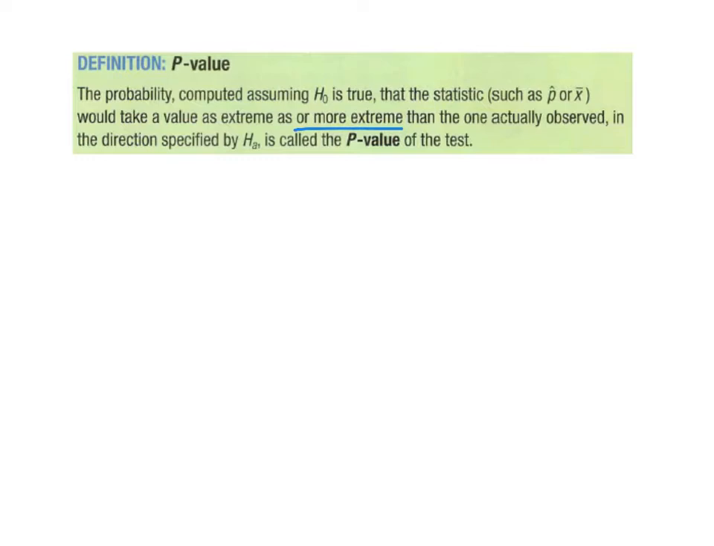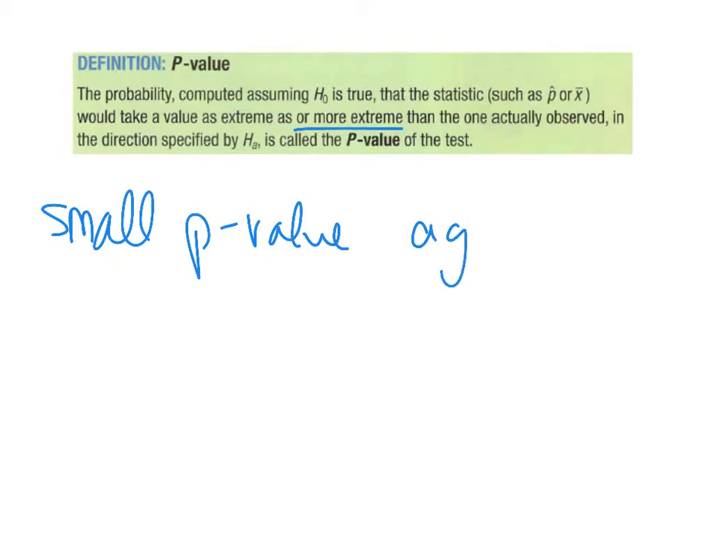And so again, this is going to measure the strength of our evidence against the null hypothesis and for the alternative hypothesis, because that's what we're looking for. So it is a probability, and we're going to use that probability to help us determine what we're going to do with that null hypothesis, whether we're going to reject it or fail to reject it. So if I have a small p-value, then that is going to give me evidence against the null hypothesis, so that we want to reject that null hypothesis.